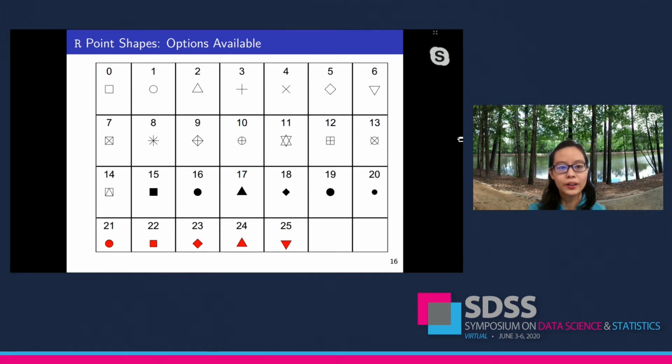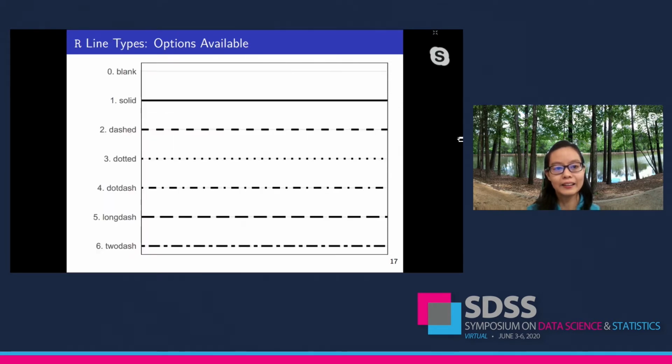And in R, there are many options for the point shapes, and we can mix and match and see which combinations work best. For example, it can be a good idea to use number 1 and number 17 because the shapes are different. But it would be a bad idea to use 17 and 24 because the only difference is the black and red colors. And for line types, R also provides multiple options, and my personal favorites are solid and dashed. We can also mix and match.